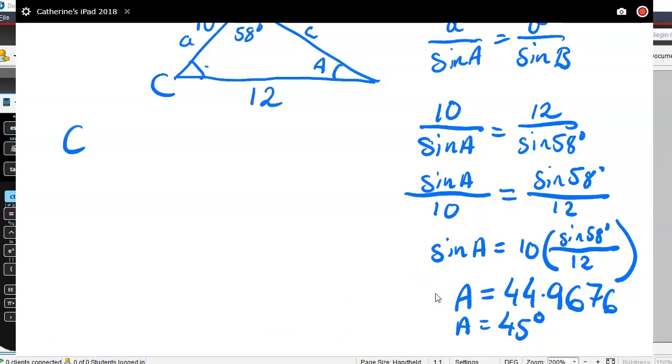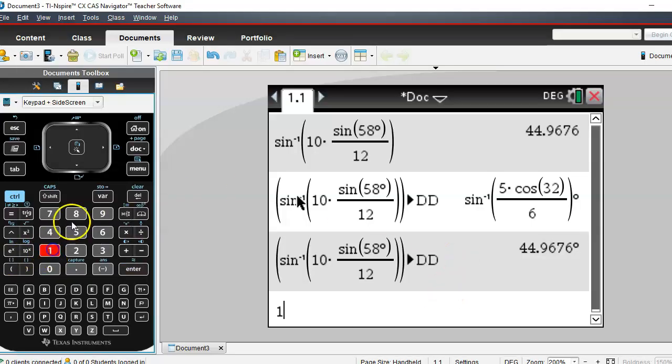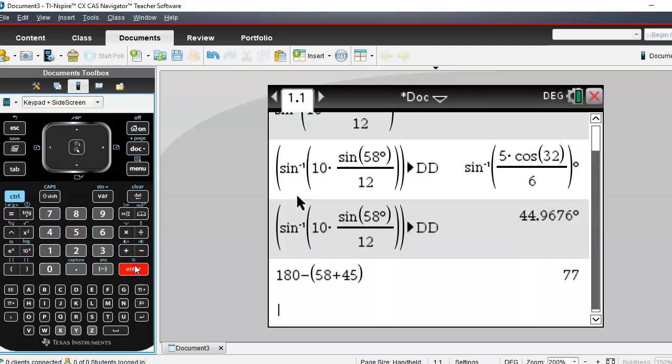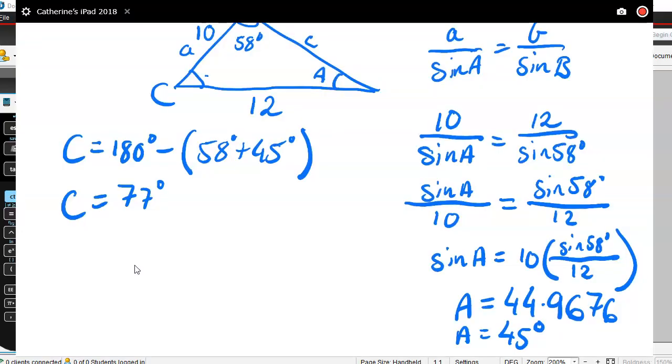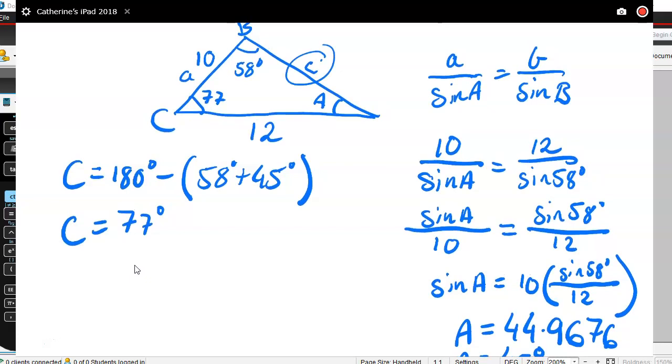Okay, C must therefore be equal to 180 degrees take 58 plus 45. One reason why I've left A to the nearest whole degree was that 58 is given to the nearest whole degree, so I thought that was the degree of approximation that the question gives, so stick to the same level. So 180 take 58 plus 45 equals 77 degrees. Okay, so knowing that C is now 77 degrees, I can then figure out c.